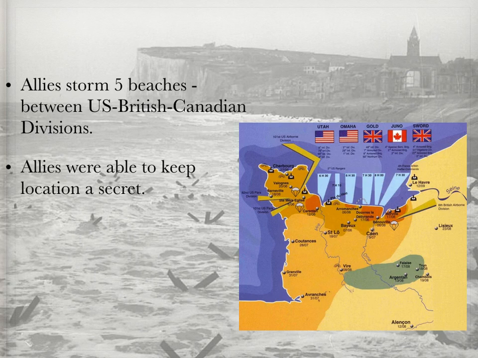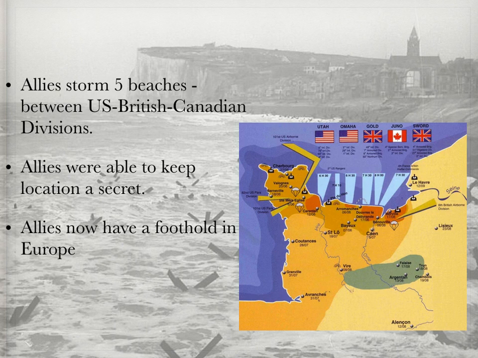So the Allies were able to keep this location a secret. This is really a major factor in the success of these landings, that again the Germans weren't really expecting an invasion. Reinforcements weren't sent into the Normandy area. And it's at this point that the Allies now have a foothold in Europe.